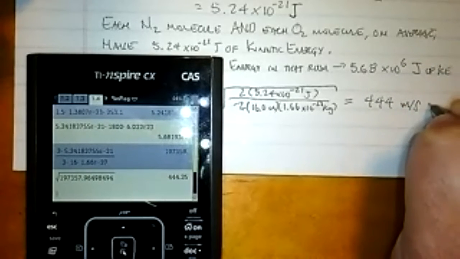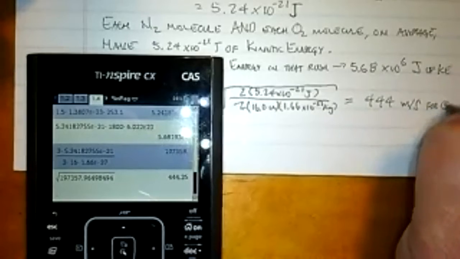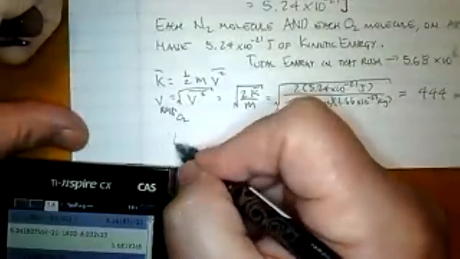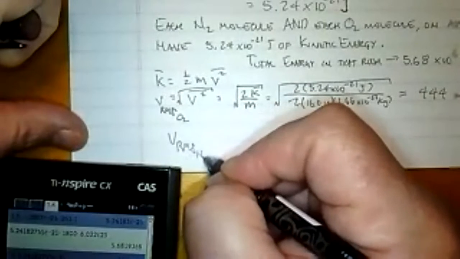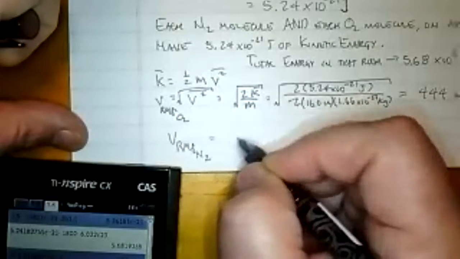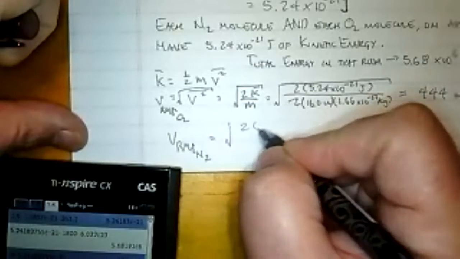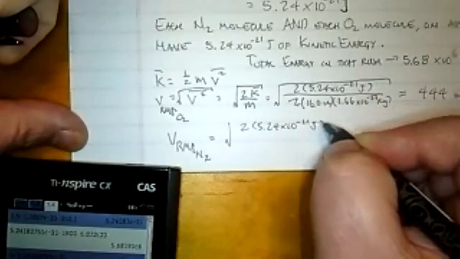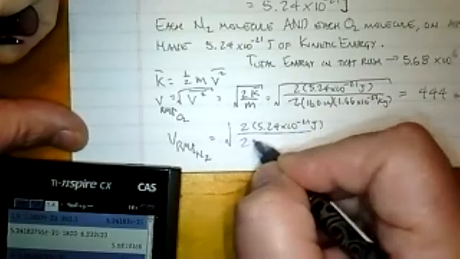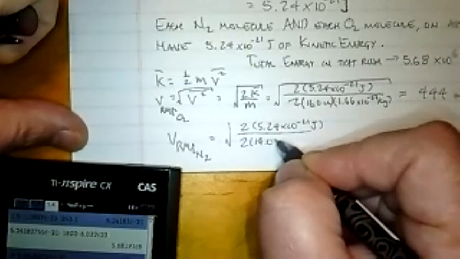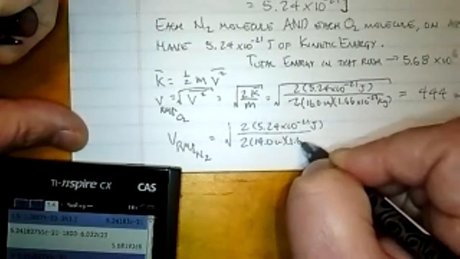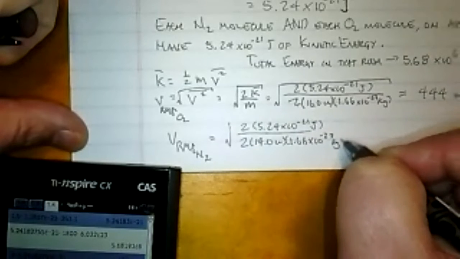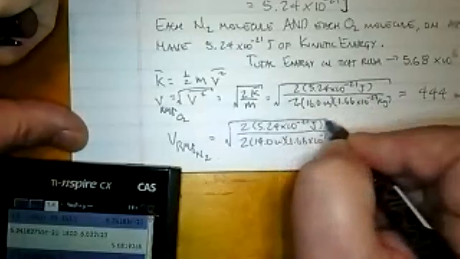meters per second for O2. Now I can do the same thing for V root mean square for N2. It's going to be 2 times 5.24 times 10 to the negative 21 joules over 2 times 14.0 U times 1.66 times 10 to the negative 27 kilograms. Square root of all that.